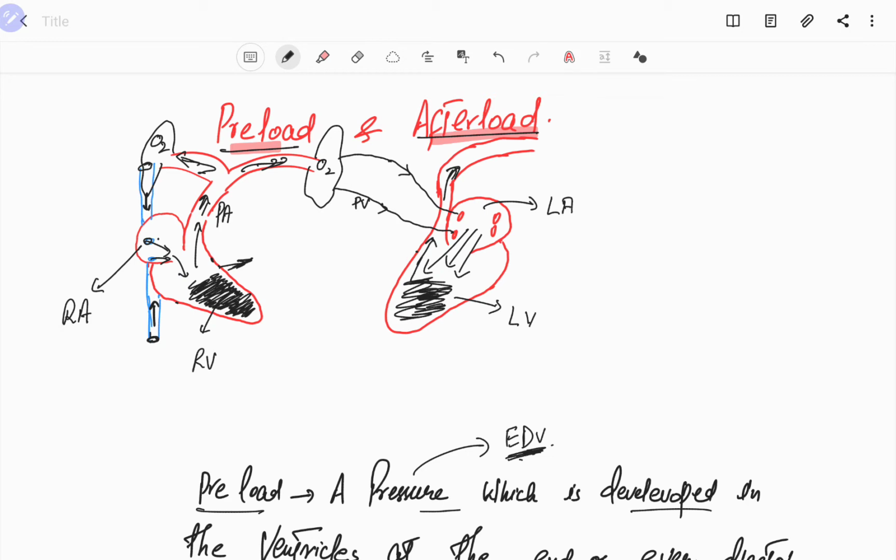The afterload is like when our ventricular myocardium will try to pump the blood, it will contract, but there will be an opposing force. There will be an opposing force to that contraction, to that blood flowing out of the ventricle. There will be opposition to that, and that opposition will be determined by the peripheral resistance.